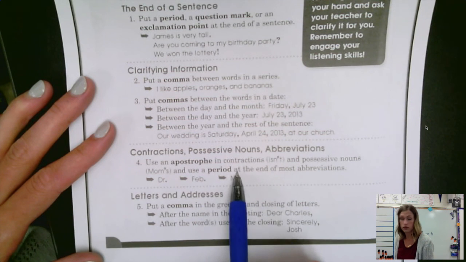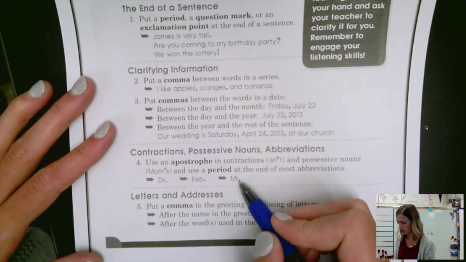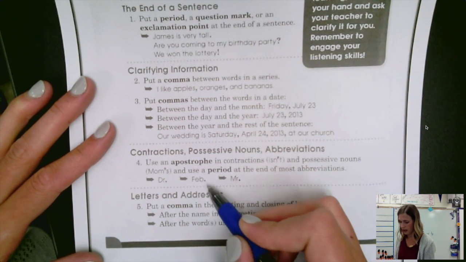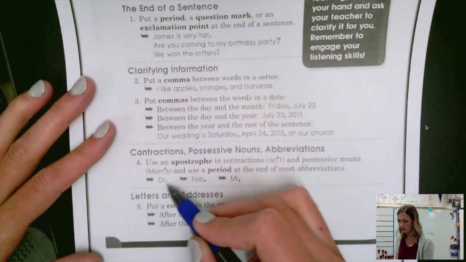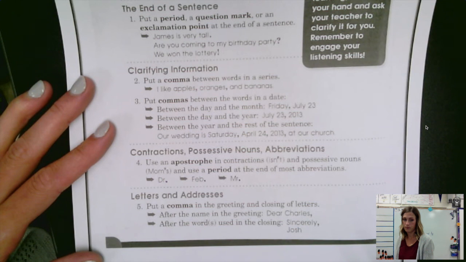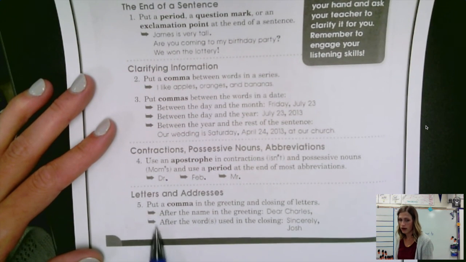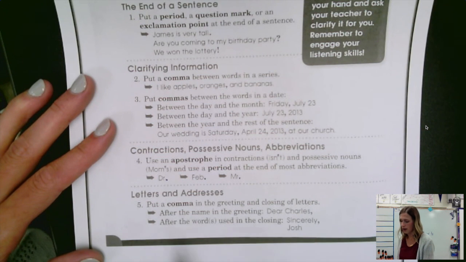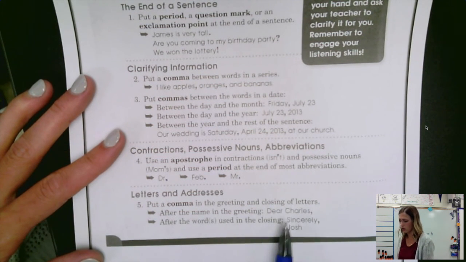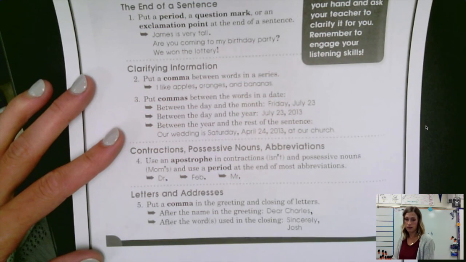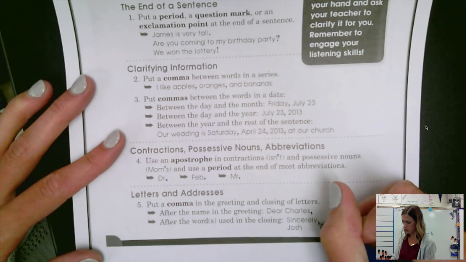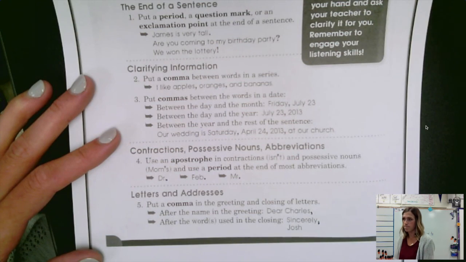Then we also are going to use a period at the end of most abbreviations. So, Mr. has a period at the end. If you shorten February to Feb., you'd have a period at the end. Dr. has a period at the end. Then finally, when we write letters or emails or things like that, we're going to use a comma in the greeting and the closing. So, Dear Charles, comma. Then, Sincerely, comma, Josh. All right?